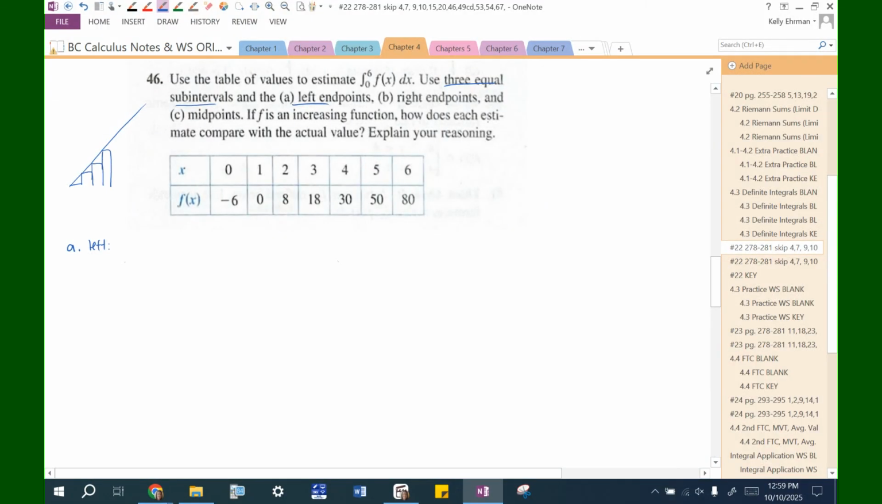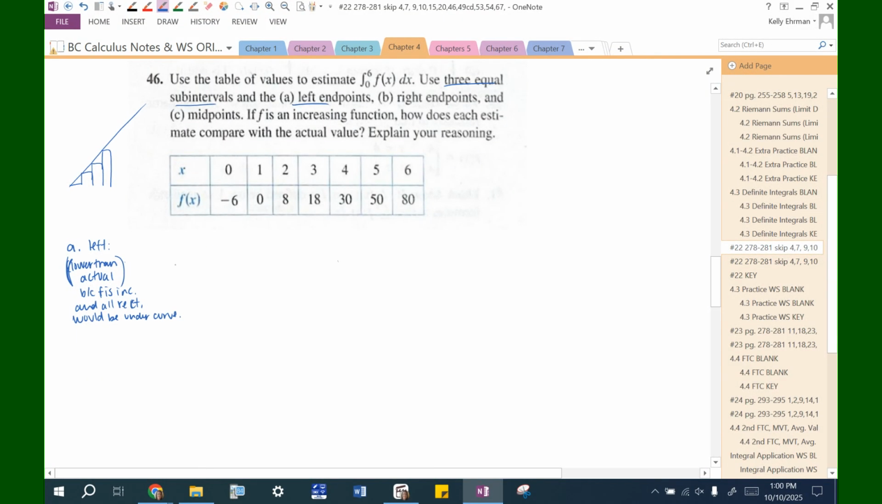So I'm just going to answer this here. How will it compare with the actual value? This will be lower than the actual value. Explain your reasoning: because f is increasing, all rectangles would be under the curve.